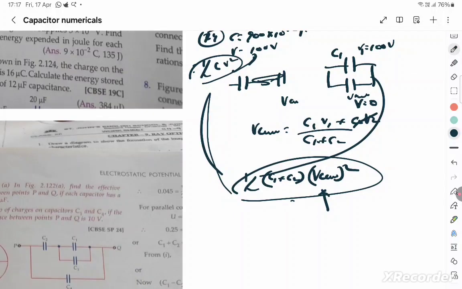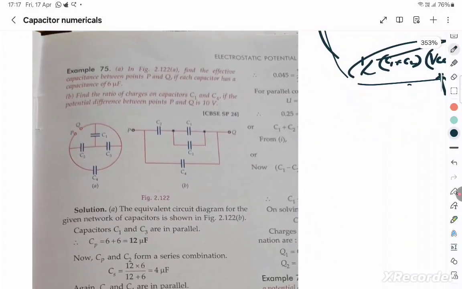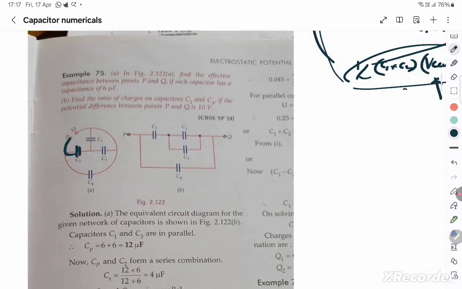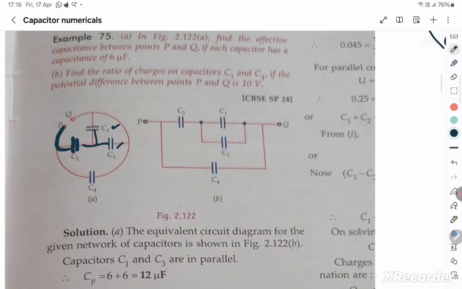Okay, so let's go to the next question. This is sum number 75, which I found here. In this, from the point P, it's connected to this capacitor, from which it's getting split into C2, what is C1 and C3. So C1 and C3 are in parallel, and C2 is in series with that, and C4 is below it, and that's this.